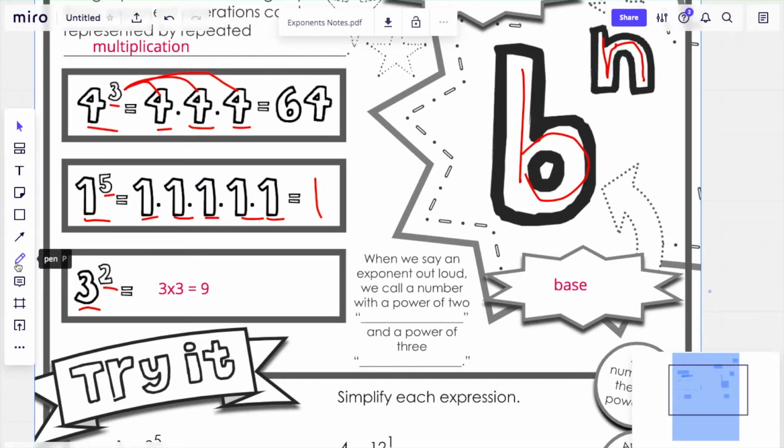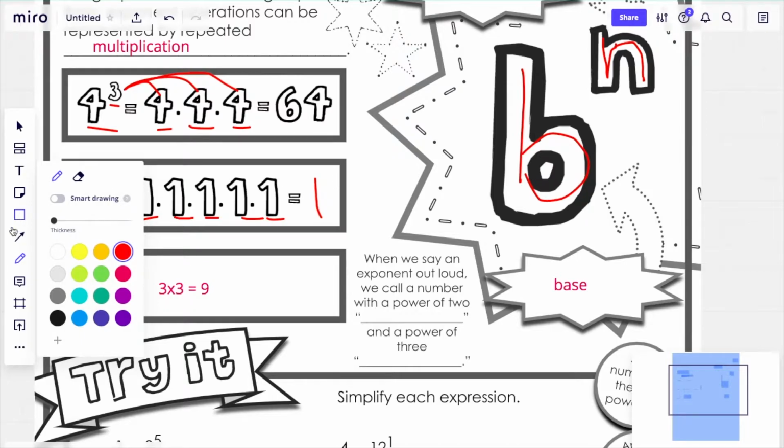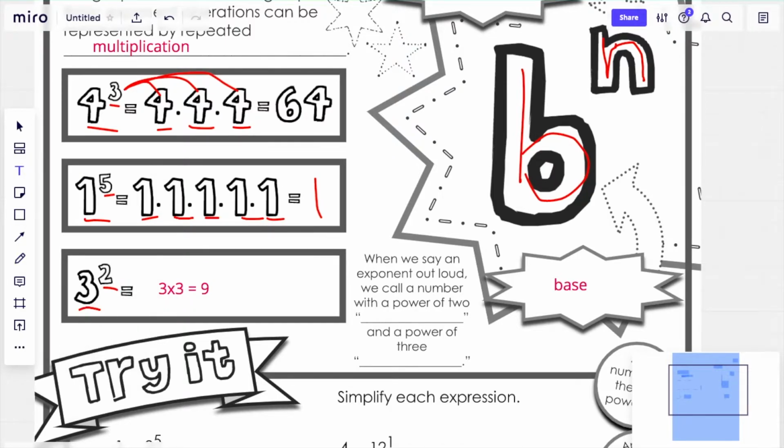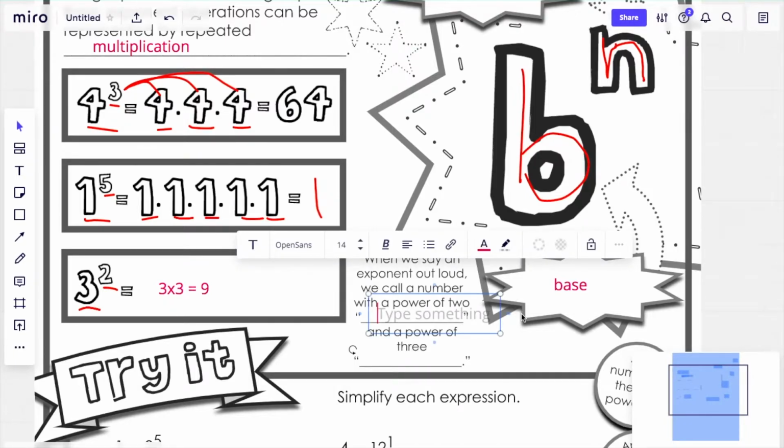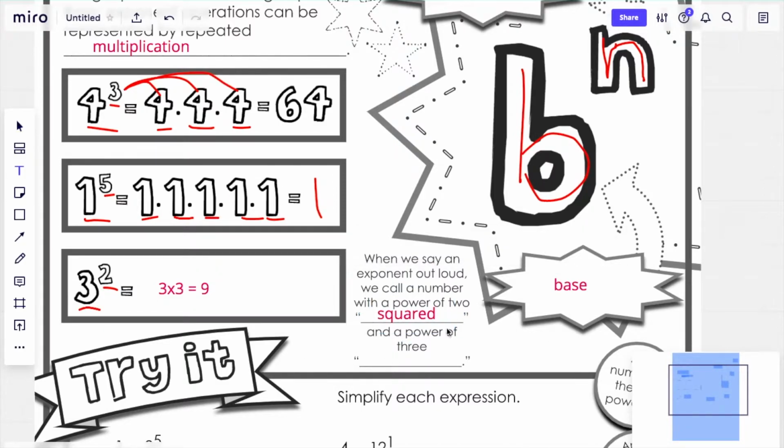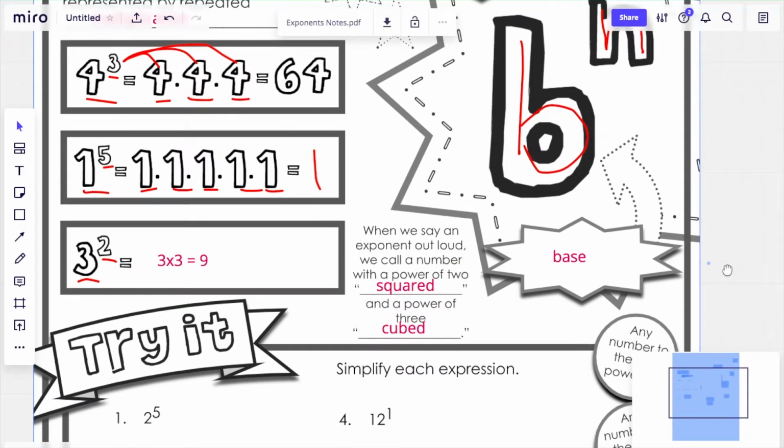So when we say an exponent out loud, we can say to the power of, and then that exponent. But there are a couple of different ways too. So if we have a number that has a power of 2, like 3 to the power of 2, we can say 3 squared. Or if we have a number to the power of 3, like 4 to the power of 3, we can say 4 cubed. So if you see those vocabulary terms, that's all they mean.